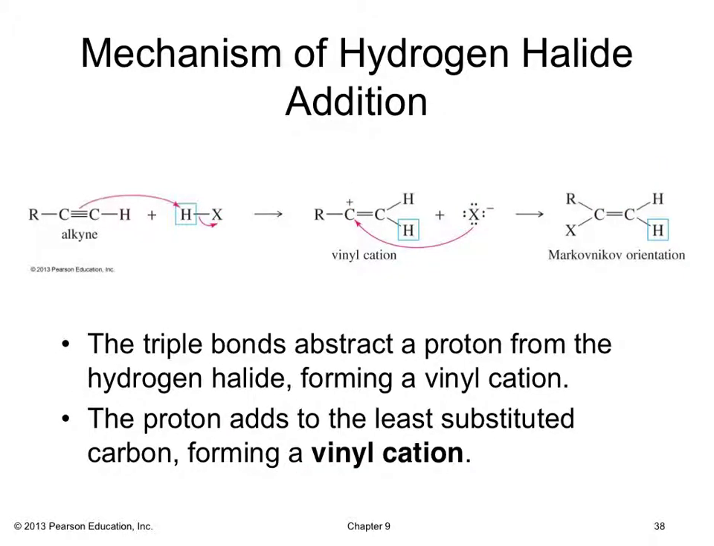And that's it. So in terms of mechanism of hydrogen halide addition, your nucleophile, which is your alkyne, will pluck off that hydrogen, kick off the X, or the halide, and then we'll generate the vinyl cation, in which the carbocation is on the more substituted carbon. Then you have the halide come in, attack that, generating the added product, the vinyl halide, in the Markovnikov orientation. So in general, the proton adds to the least substituted carbon, forming the vinyl cation, which then allows for the Markovnikov.